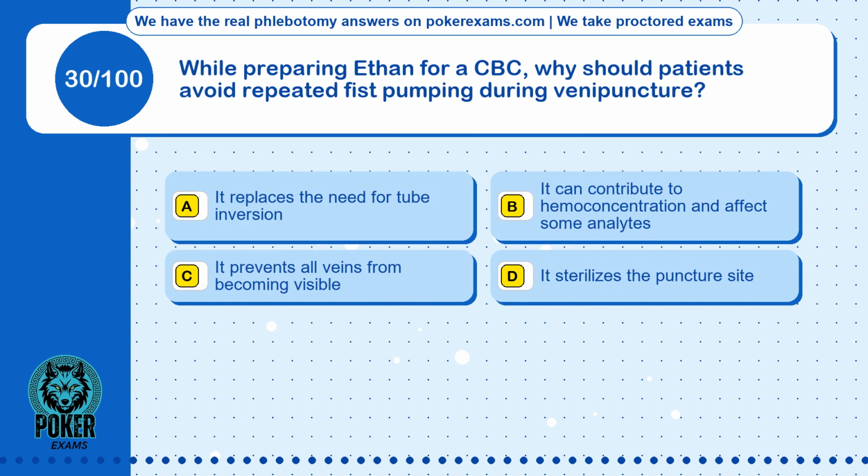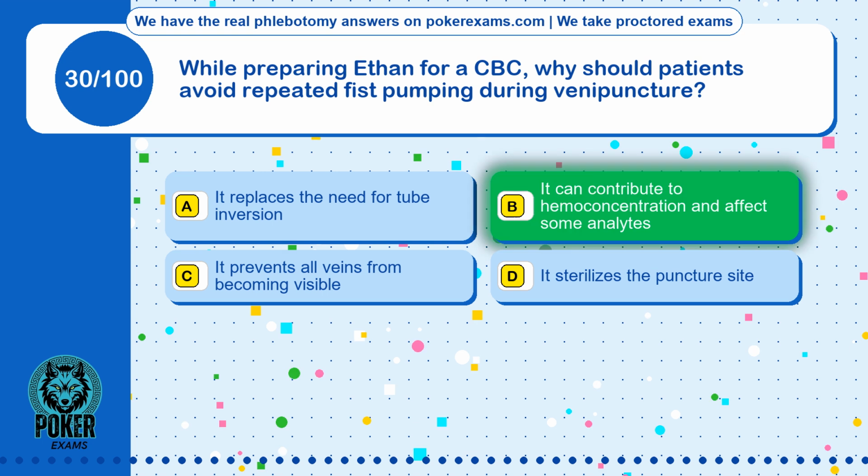Question 30. While preparing Ethan for a CBC, why should patients avoid repeated fist pumping during venipuncture? Option A. It replaces the need for tube inversion. Option B. It can contribute to hemoconcentration and affect some analytes. Option C. It prevents all veins from becoming visible. Option D. It sterilizes the puncture site.